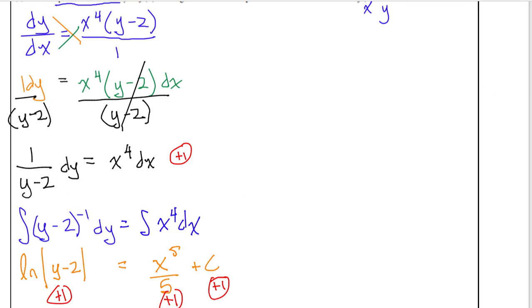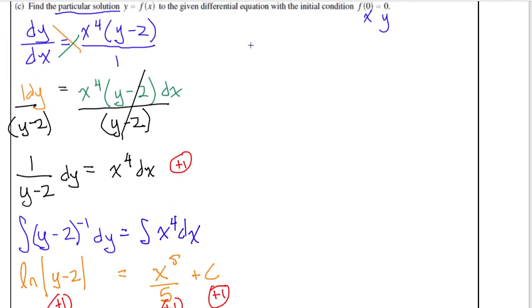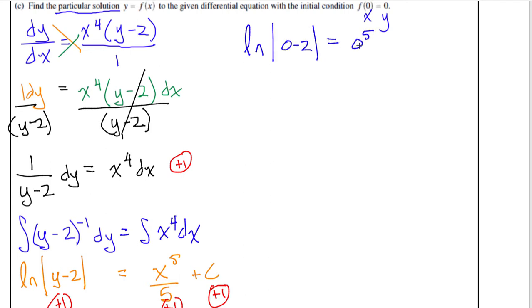All right, so from here, I'm now going to do step number 3, evaluate, which means plug in your x is equal to 0, y is equal to 0. So this is going to be the natural log of the absolute value of 0 minus 2 is equal to 0 to the power of 5 divided by 5 plus c. Normally on the AP test, you stop here. Just by doing that, you get your point. Because on the AP test, if you make some mathematical error, they will take that point away. That's why I tell people to stop here.